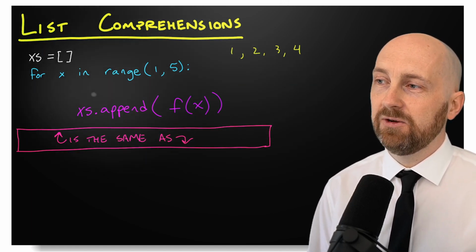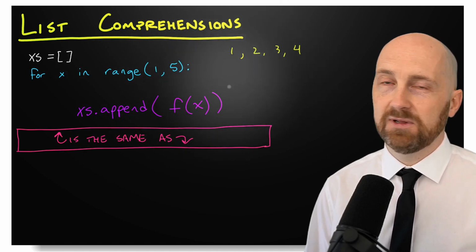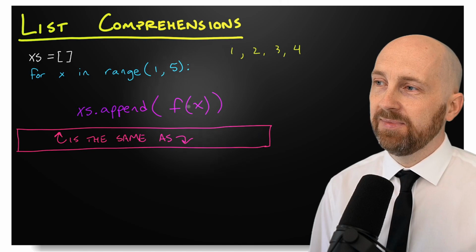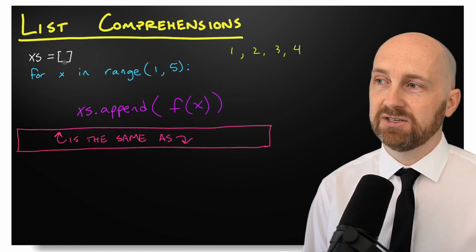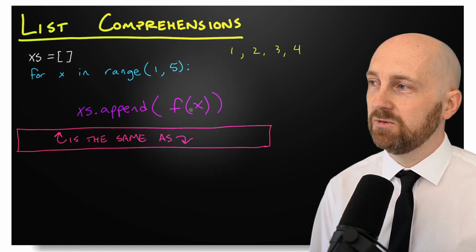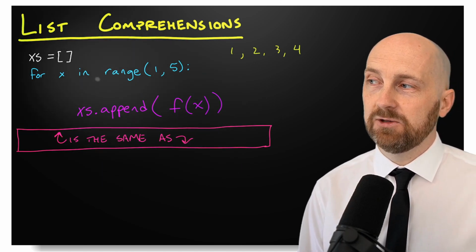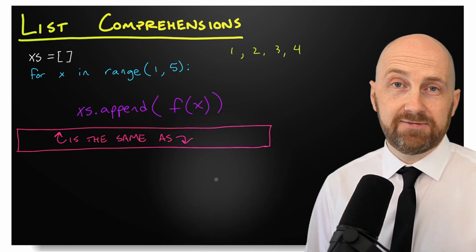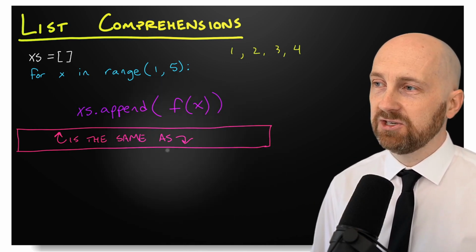And then for each value, x will be assigned subsequently 1, 2, 3, 4. And for each iteration, we're appending f of x, which was doubling x, to this xs list, right? So we would have gotten, given this loop, 2, 4, 6, 8, right? But there was an extra if statement, and I'll come back to that in just a moment.